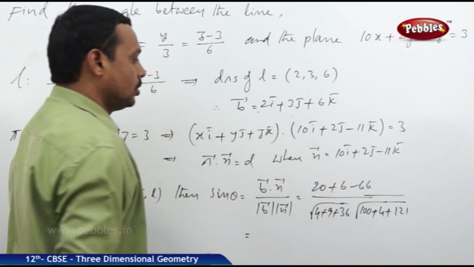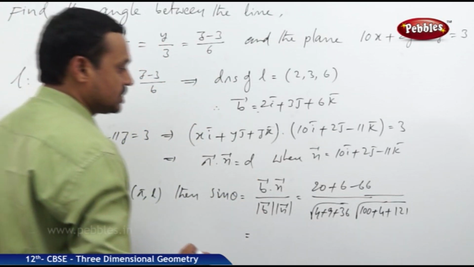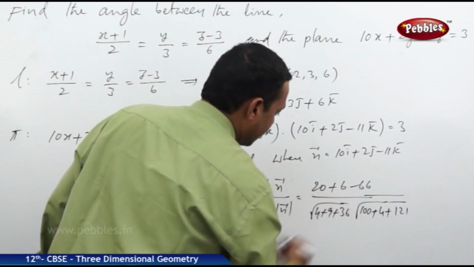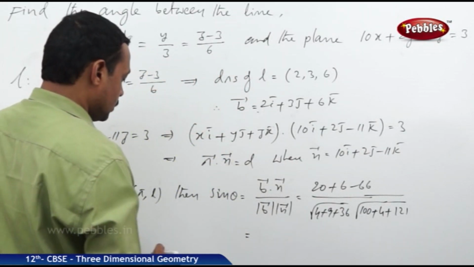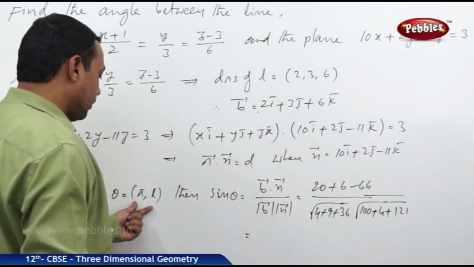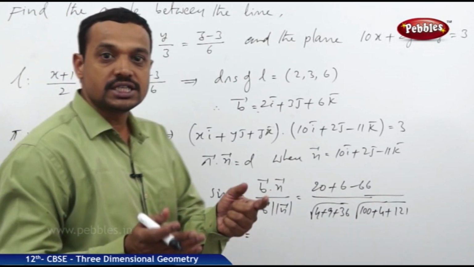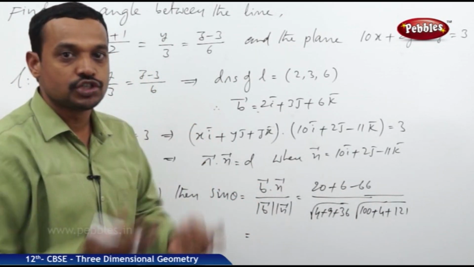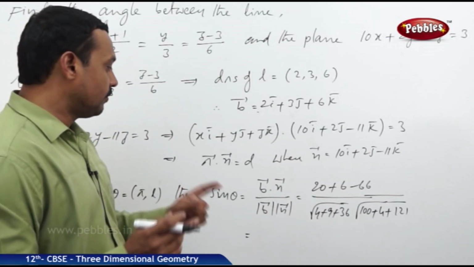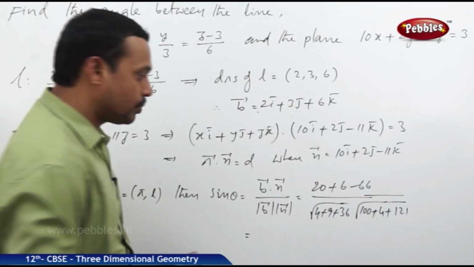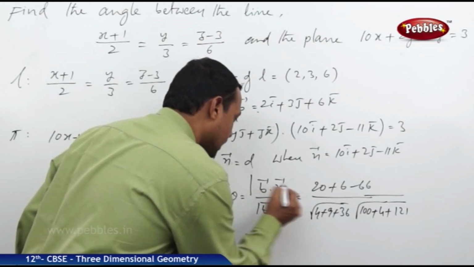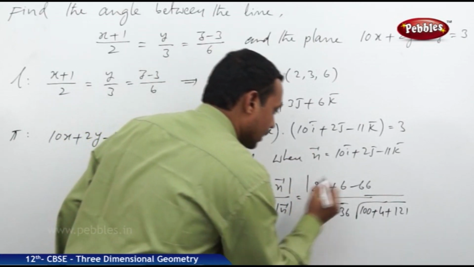Now this is 26 minus 66, which is equal to minus 40. Usually the angle between the two vectors is theta, and theta is always considered between 0 to 180 degrees. Between 0 to 180 degrees, sin is always positive, so we should consider the modulus here.